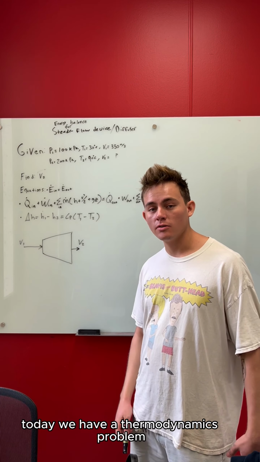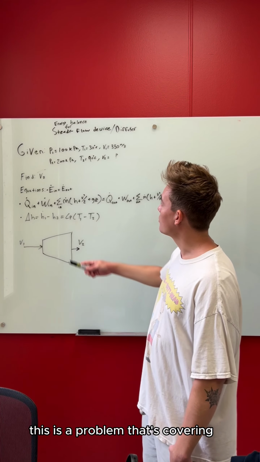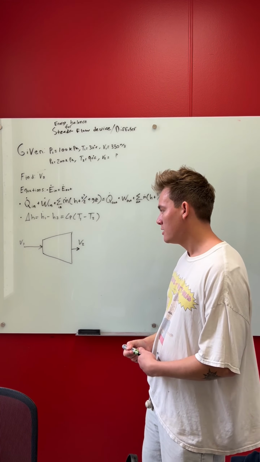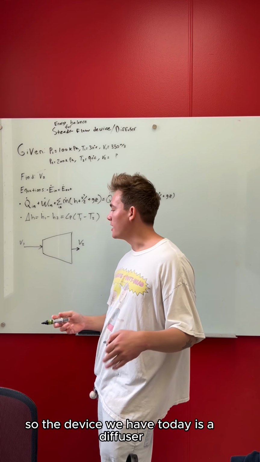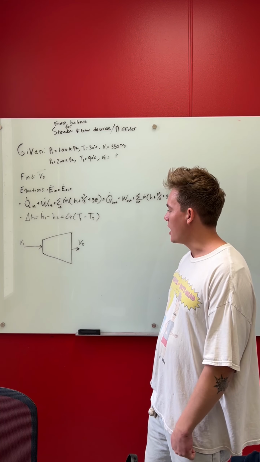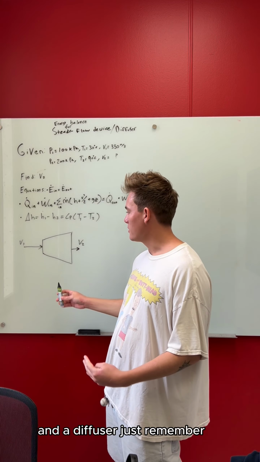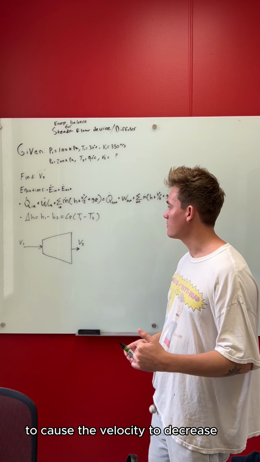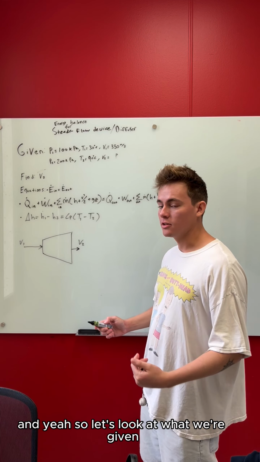Today we have a thermodynamics problem covering energy balance for a steady flow device. The device we have today is a diffuser. And for a diffuser, just remember that pressure increases to cause the velocity to decrease. So let's look at what we're given.